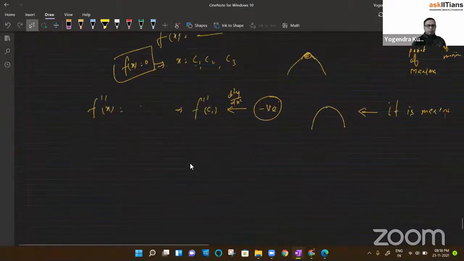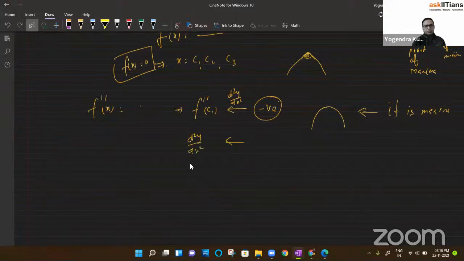If d2y upon dx square is positive, then it will be like this graph, which is what? Minima, right? It is minimum. That's it. Got it. So let me show you the questions. Okay, let me take a few questions for this.